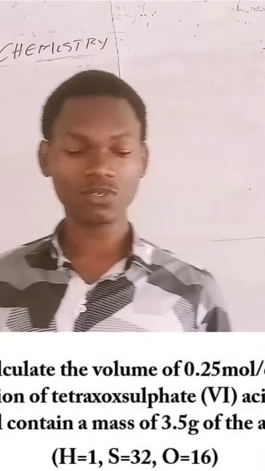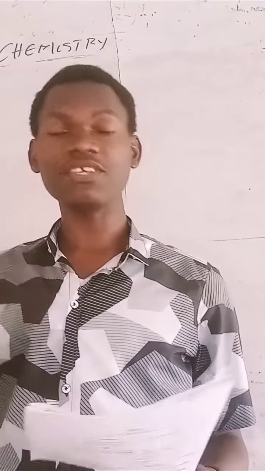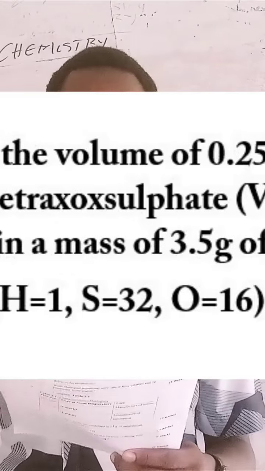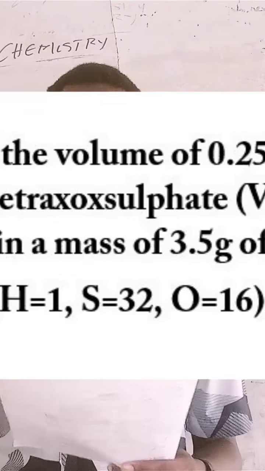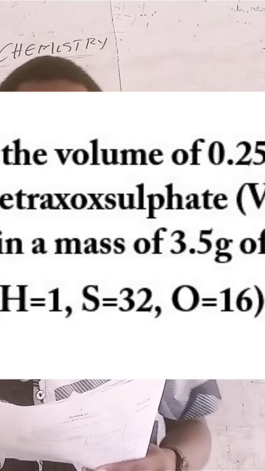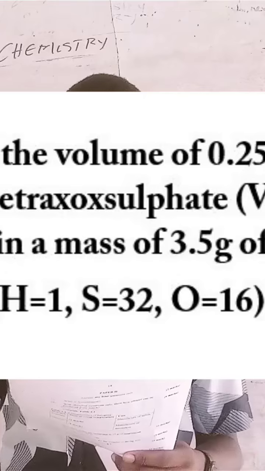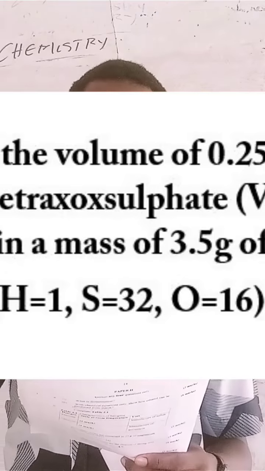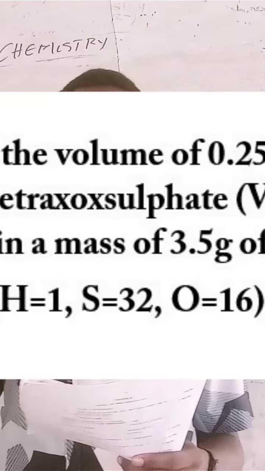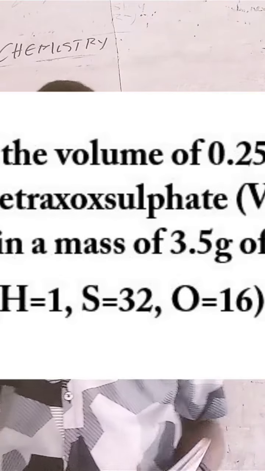It's coming from NECO 2025 theory question number 2BIII. And what is that question? It says, calculate the volume of 0.25 mole per dm³ (that's concentration) solution of tetraoxosulfate 6 acid, which is H2SO4, that will contain a mass of 3.5 gram of the acid, and we are given the mass numbers of hydrogen, sulfur, and oxygen.